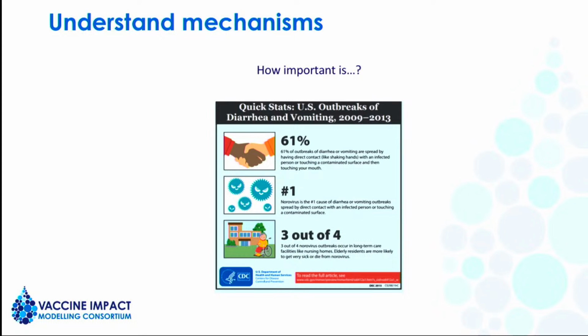We can also think about the mechanisms behind the transmission. In this case, we've got an infographic talking about ways to limit diarrhea and vomiting outbreaks. So just giving some mechanisms of the transmission. And maybe that's going to affect the interventions that we think about using.